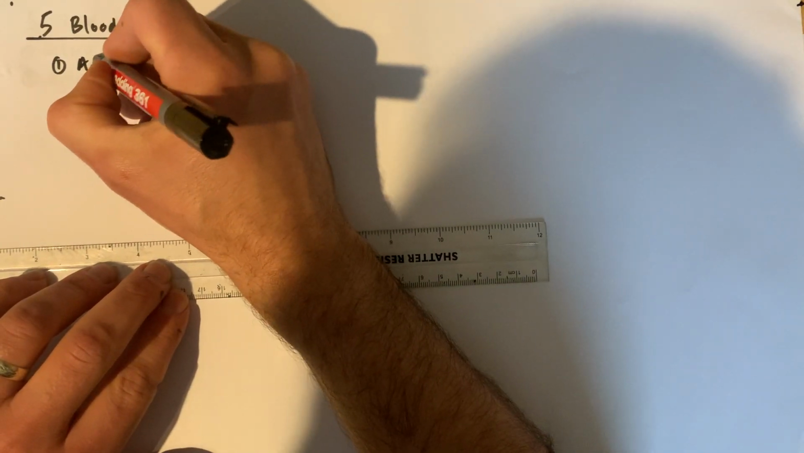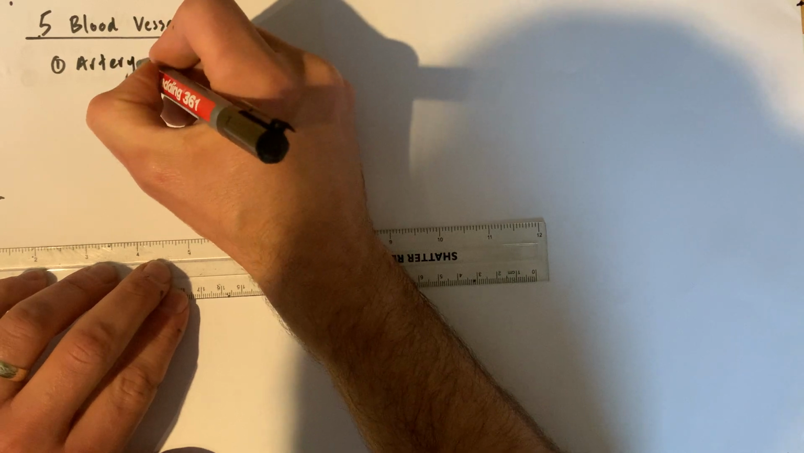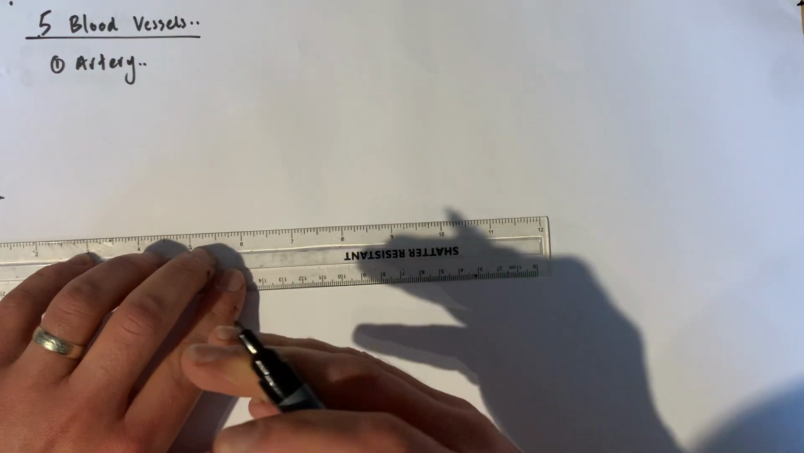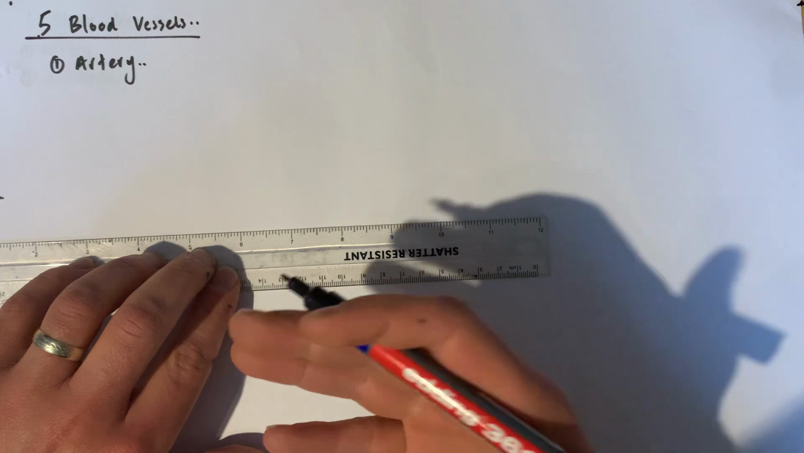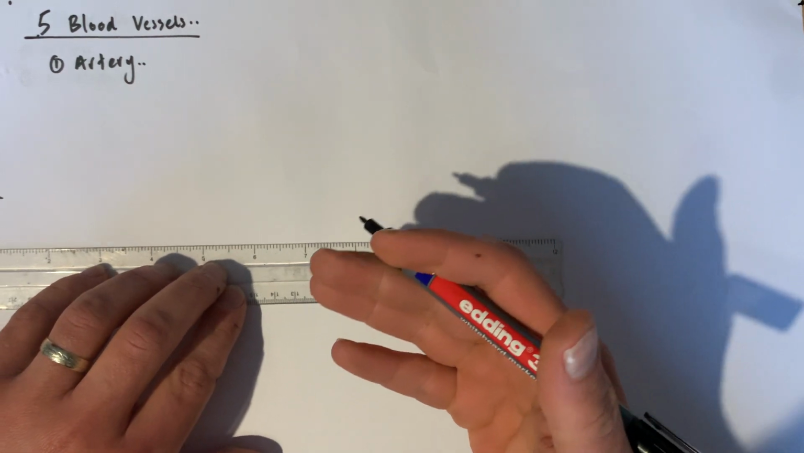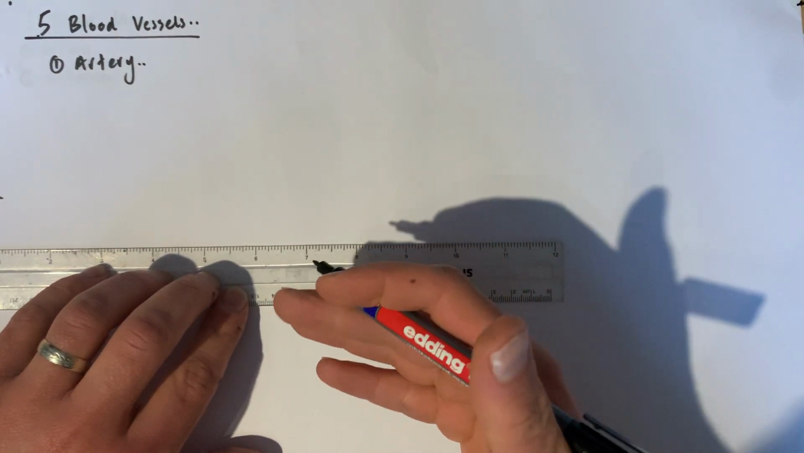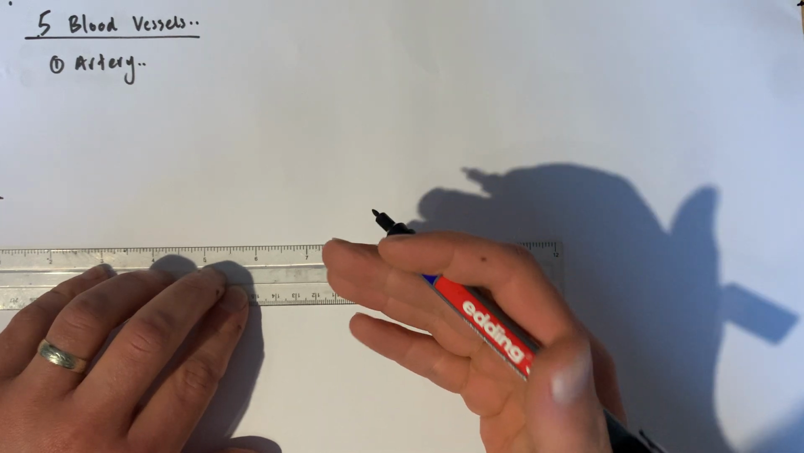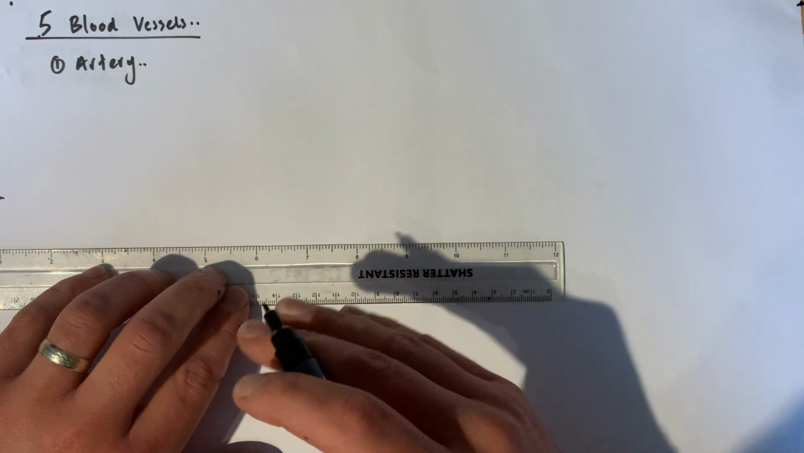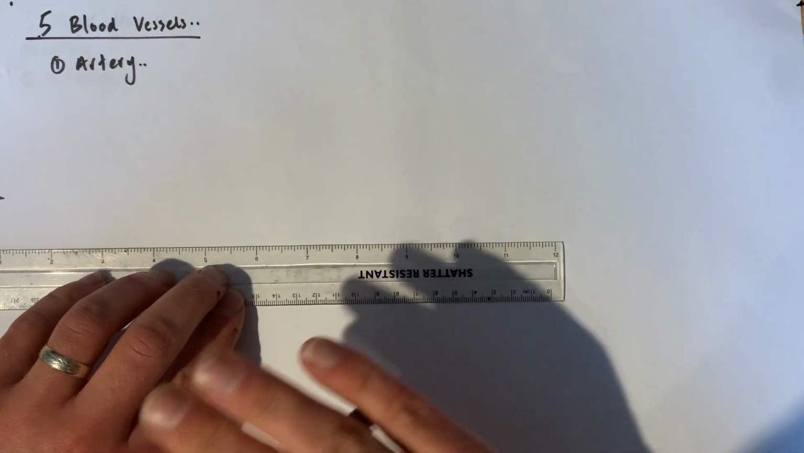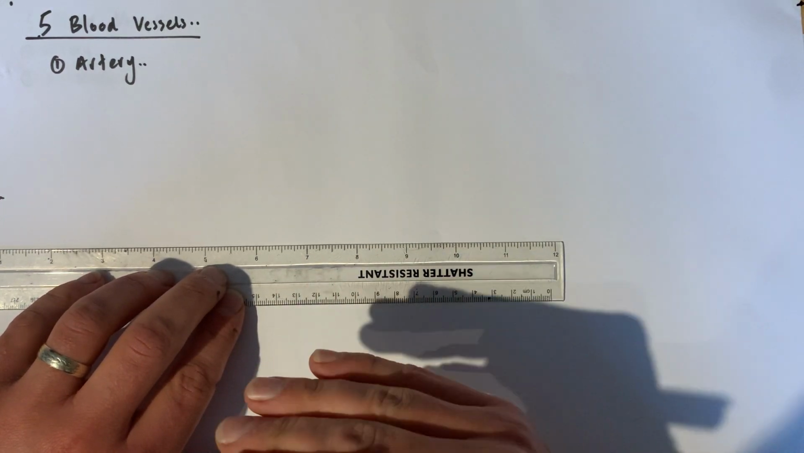So arteries have the thickest wall. There's several different layers to the artery wall. There's the tunica externa, made of collagen. There's the tunica media, made of smooth muscle and elastic fibers, and the tunica intima on the inside, part of which is the endothelium, which is very smooth and reduces the friction between the blood and the inside of the artery.